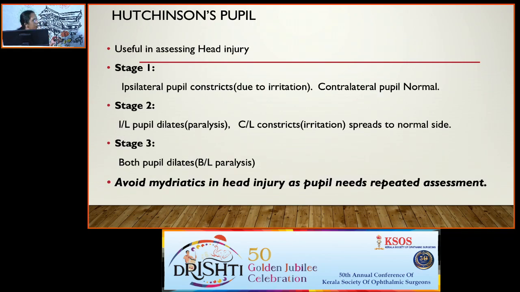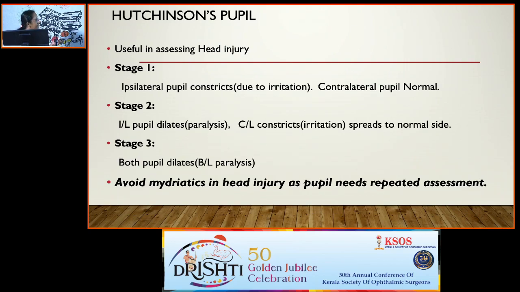Now, Hutchinson's pupil, which is very important, it is useful in assessing head injury. In stage 1, when there is an increased intracranial tension, the ipsilateral pupil constricts initially because of irritation, but the contralateral pupil will be normal. And as time passes and the intracranial tension rises, because of the parasympathetic paralysis, the ipsilateral pupil dilates and the contralateral pupil starts constricting because of the irritation spreading onto the normal side.